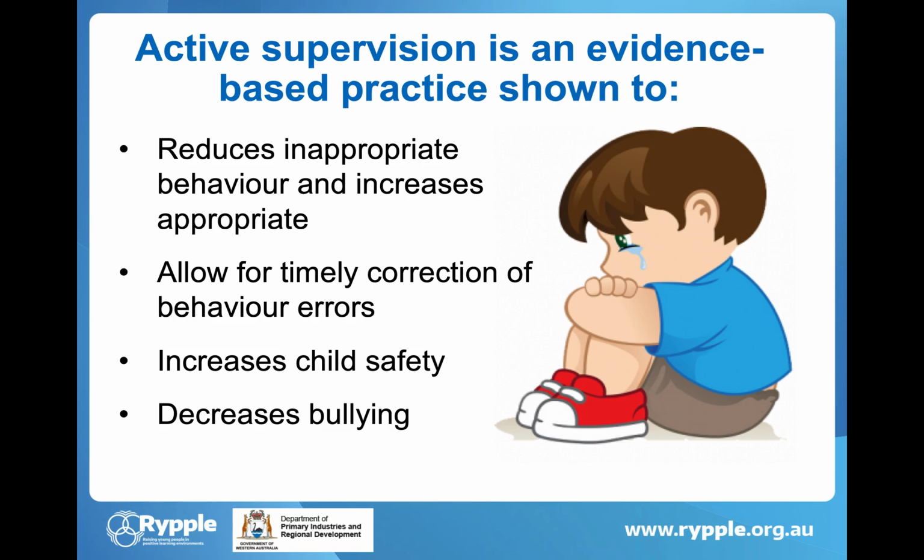In addition to that, active supervision evidence also shows that it is highly effective in reducing inappropriate behaviours and allows for timely correction of behaviour errors. We also know that when adults in education settings use active supervision effectively, it increases a child's sense of safety and decreases bullying. Think about it when you're an adult and you're driving on the road. If you see a police patrol car or a policeman, you are much more inclined to be carefully following the road rules and keeping to the speed limit. The same with young children. Seeing adults around is a reminder for them to be following those expectations as much as they can.